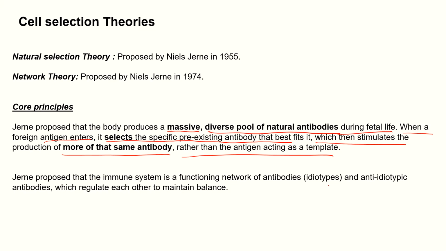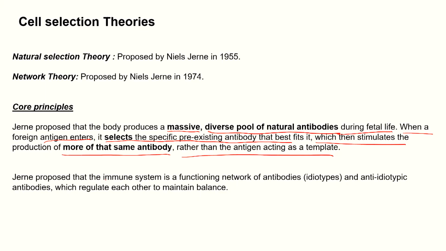It's simply that there is a pool of antibodies which are present in fetal life, and when there is an encounter with an antigen later in life, some matching will happen. Once the match is there between the antigen and antibody, that particular cell type will proliferate to produce more of a similar kind of antibody, and then we can see that this will neutralize the antigen in future.